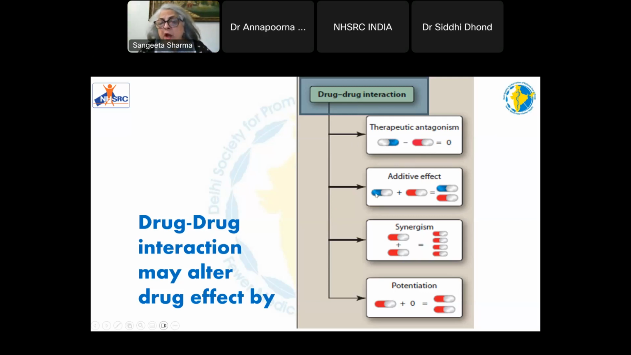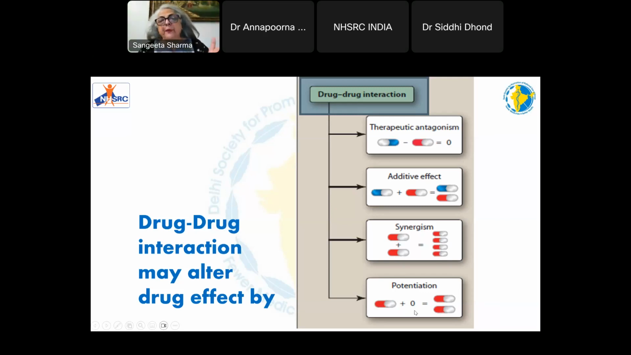Additive effect is where 1 + 1 = 2, so you are just adding the impact here. Synergism is when 1 + 1 = more than 2, so it is more than the mathematical response to a drug. You see 4 here. Potentiation is when drug A is given with drug B, which does not have an action of its own, but when given together, there is potentiation. So 1 + 0 = 2.